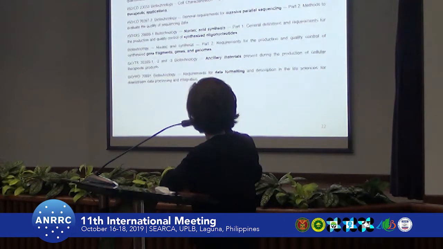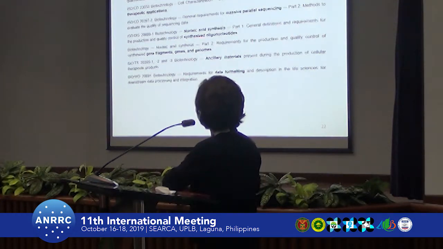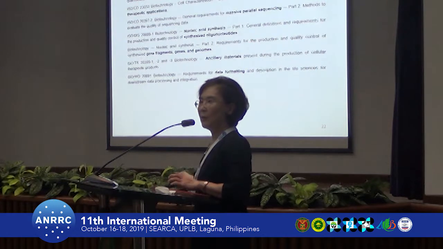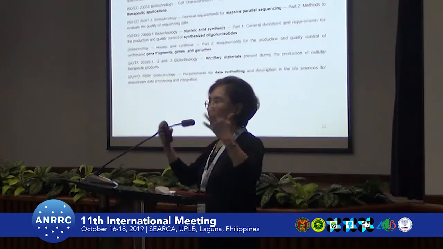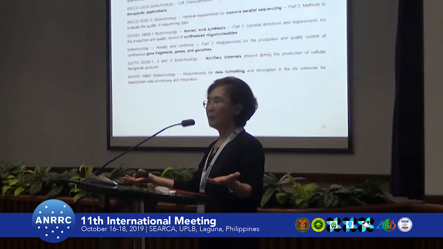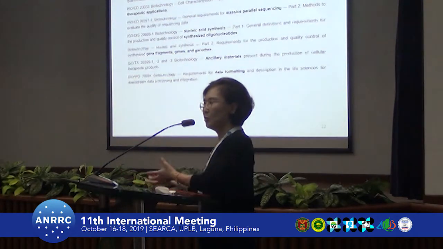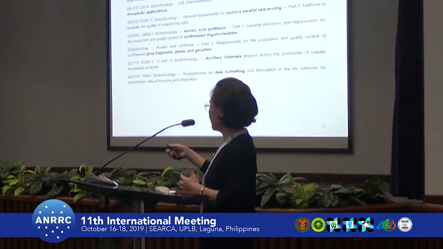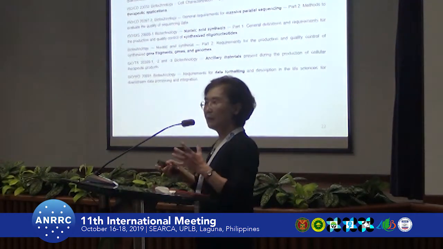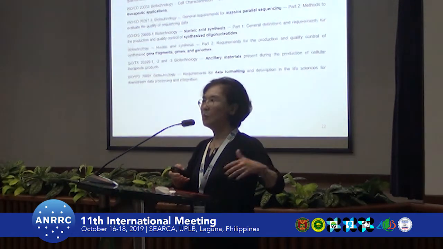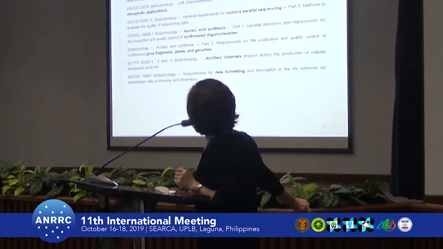In other working groups, I will just show this one. Photometric method. Human cell characterization for therapeutic application. Basic sequencing, nucleic acid synthesis, gene fragment, genome. Ancillary material and data from it. So everybody knows ancillary material. When you grow cells, there are many cytokines in the media, and it's very expensive. So you can use it for cosmetic use or for other things. So for the ancillary material, there must be some guidelines because it is developed as a commercial product. So they are developing this one.